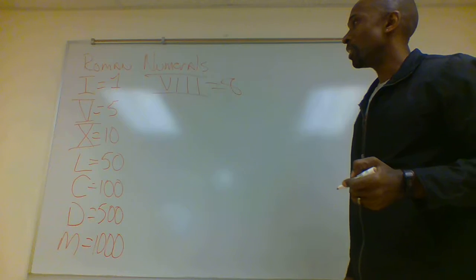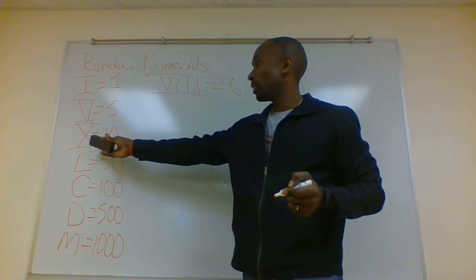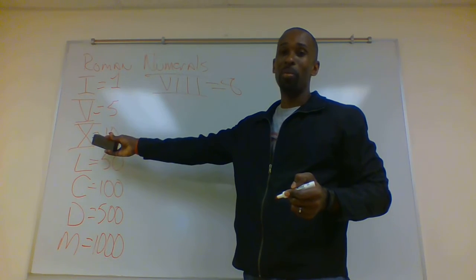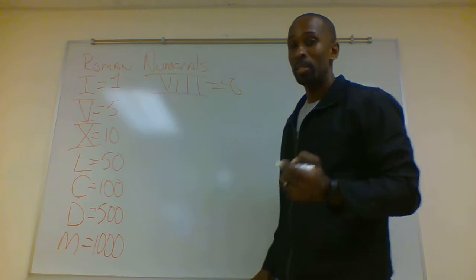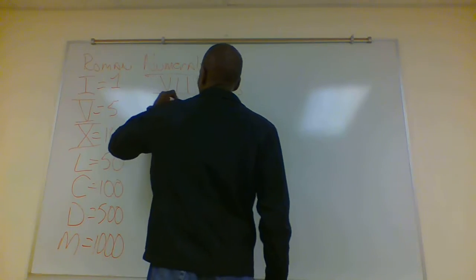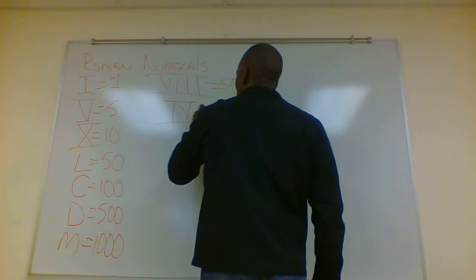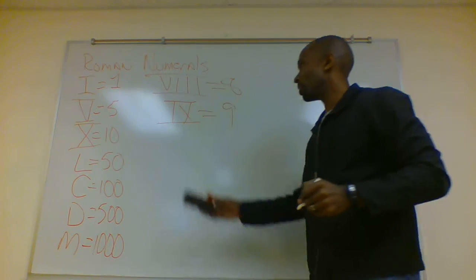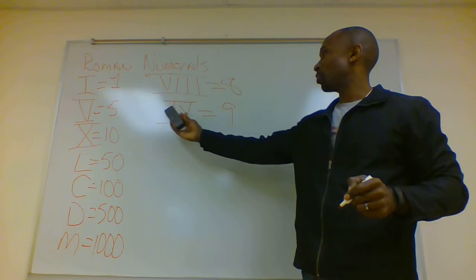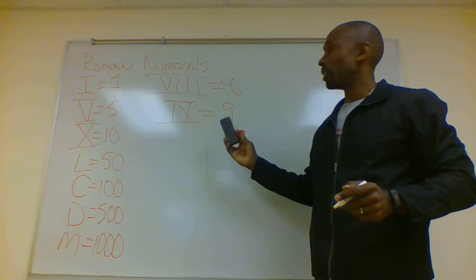To get to 9, using 10 in the number, what do you figure we do? If you said that we put I in front of X, you'd be correct. That's the number 9. Because again, we took the number 10, subtracted 1, which gave us 9.